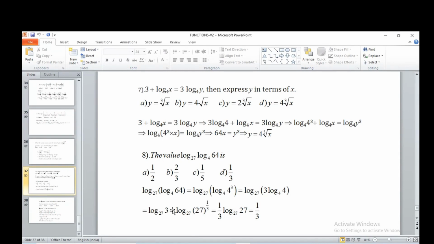Now again I am using n log m. 1 by 3 into log of 27 base 27, which is 1. So the answer is 1 by 3. So option D is correct.